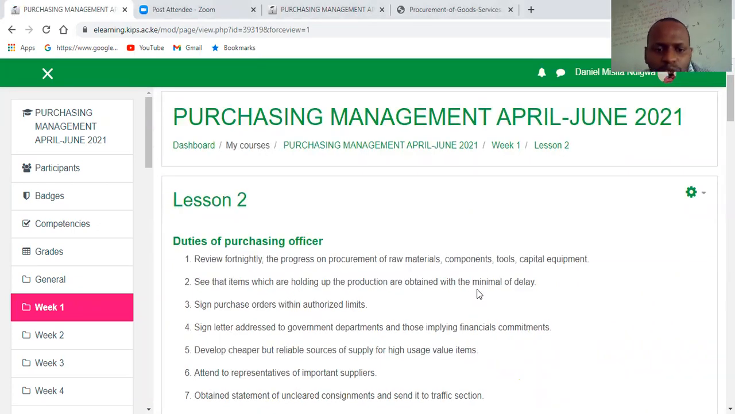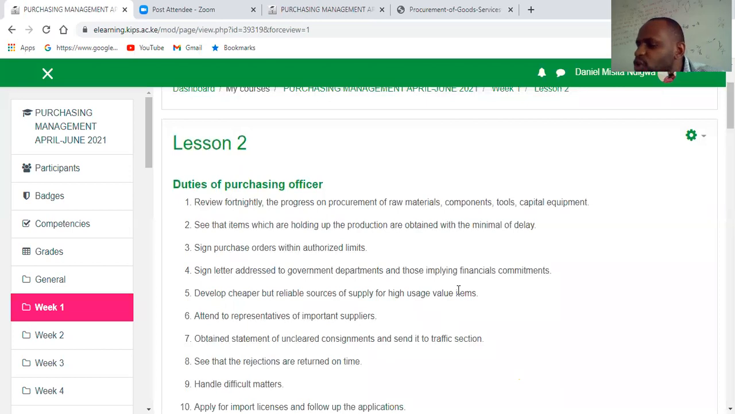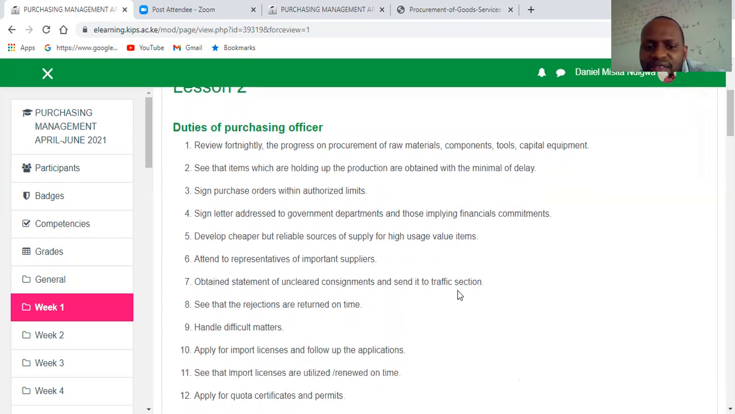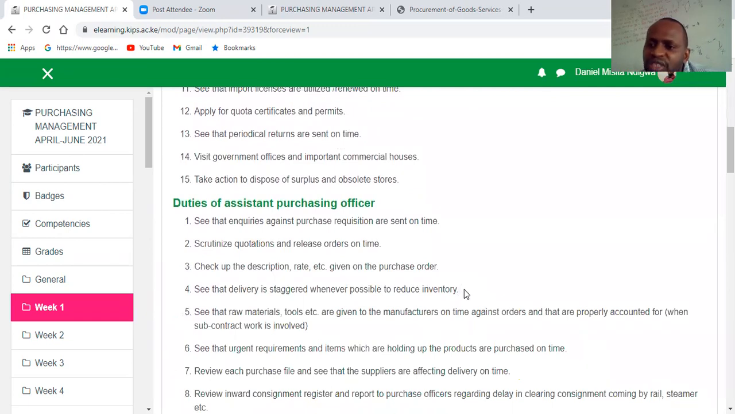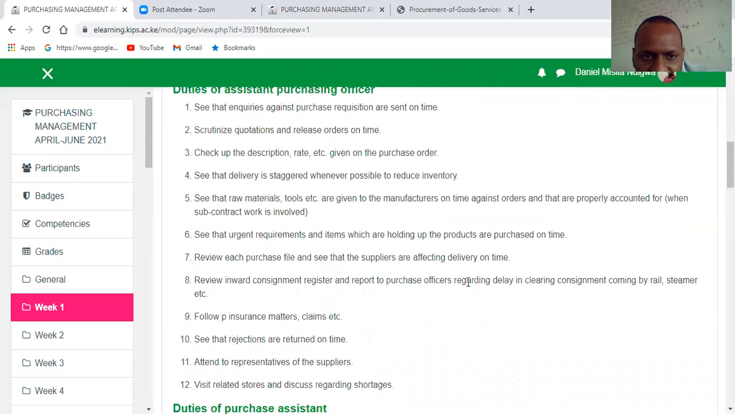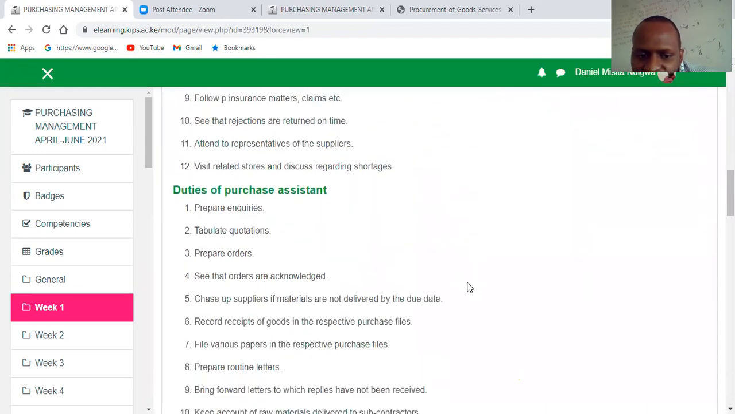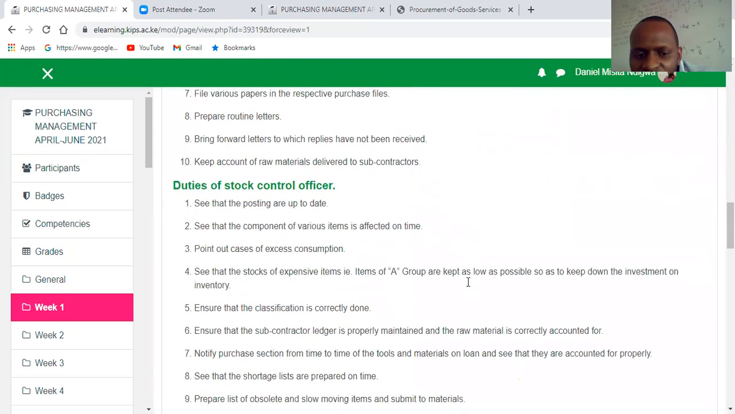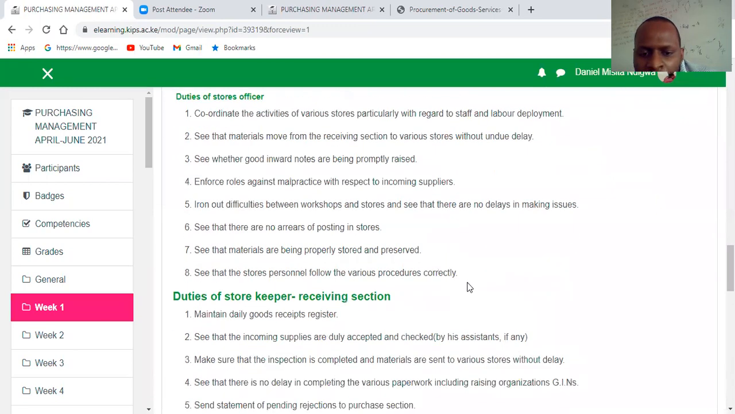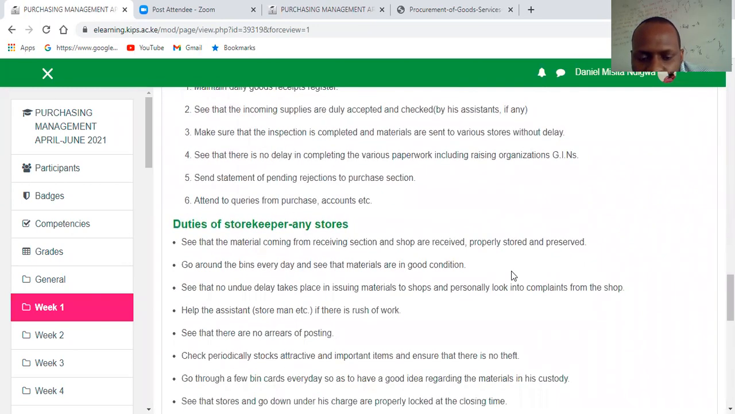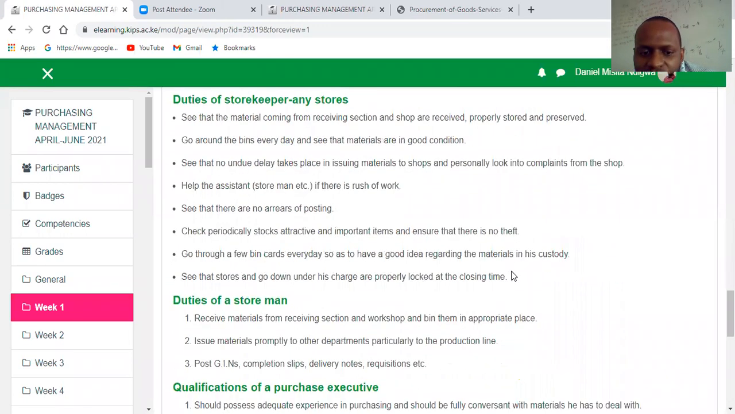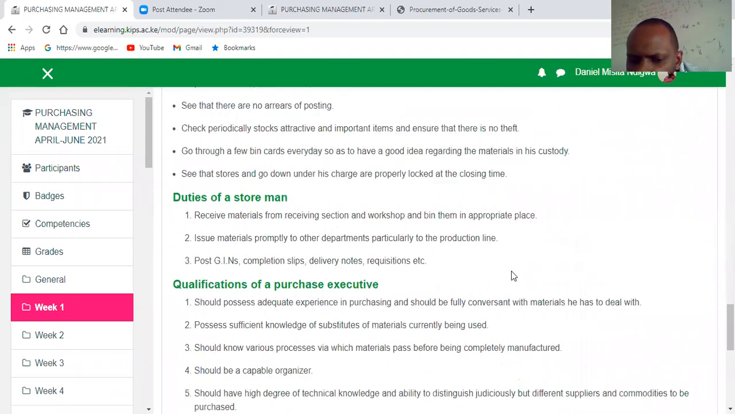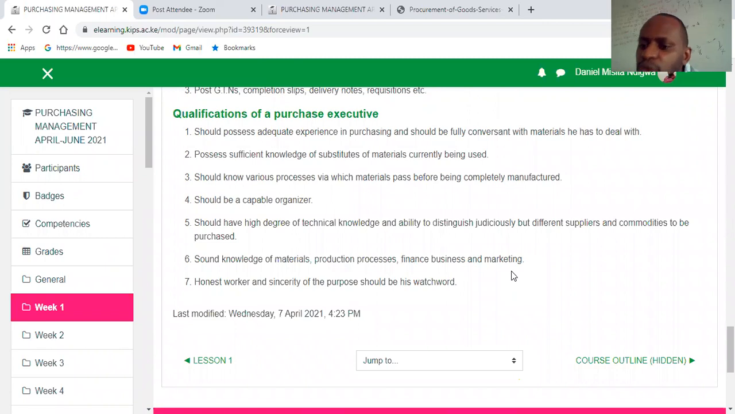Then you have various duties there. Those ones you will read. I've been able to come up with various functional officers. The first functional officer is the purchasing officer, and the various duties of a purchasing officer are there. Then we have the second one, who is an assistant purchasing officer, who has also various activities that you will read. The third one is the purchase assistant, and we have the stock controller officer, and we also have the store officer and the storekeeper in the receiving section. So those ones you'll be able to read and understand. Then we have the duties of a storeman and the qualification of a purchase executive. All those are things that you must read. And those are the activities you interact with at one point when you are working within those departments.